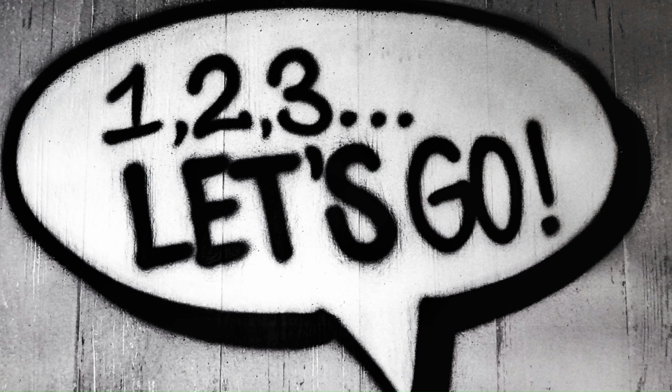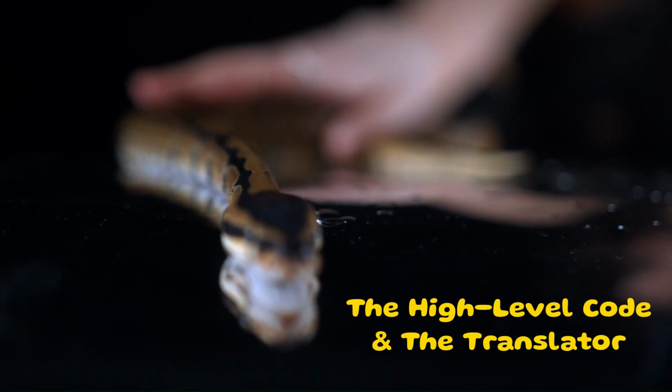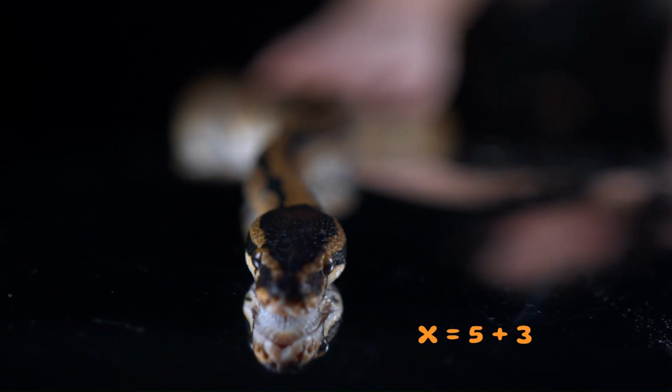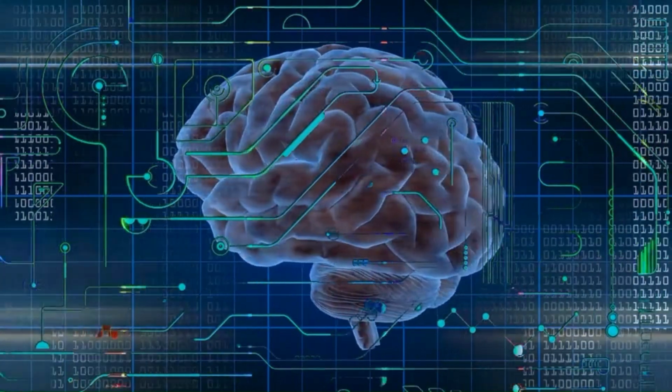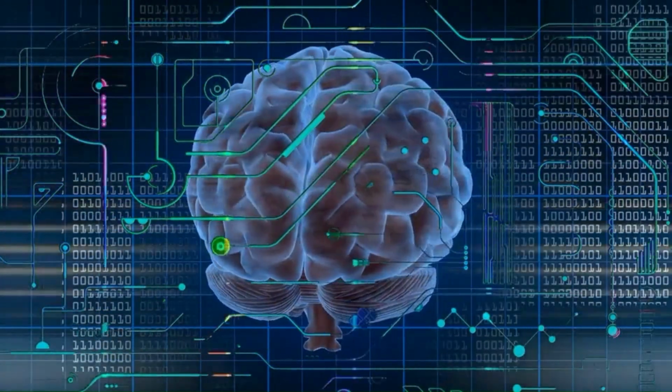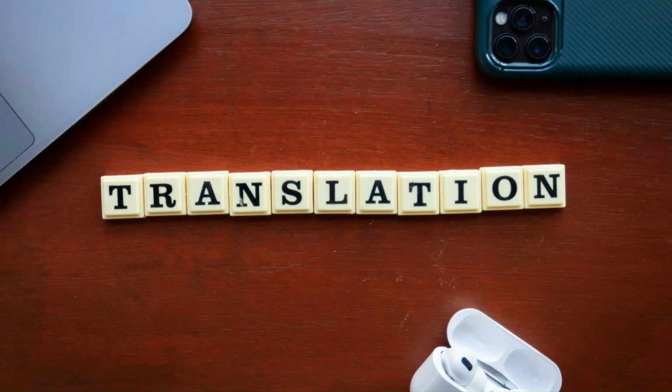Let's get started. It all starts here with a simple human-readable line of Python code. X equals 5 plus 3. It makes perfect sense to us, but your CPU has no idea what this means. It speaks a different language. So, the first step is translation.